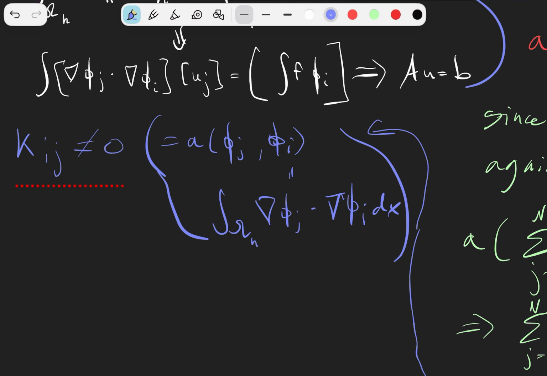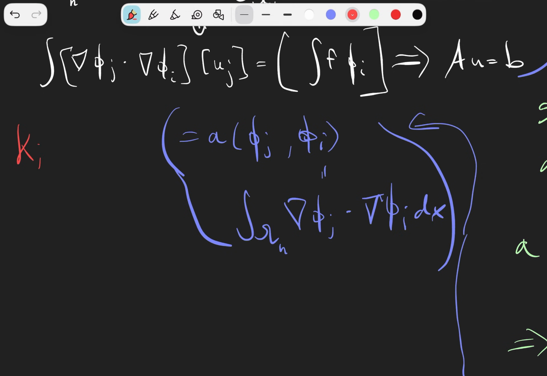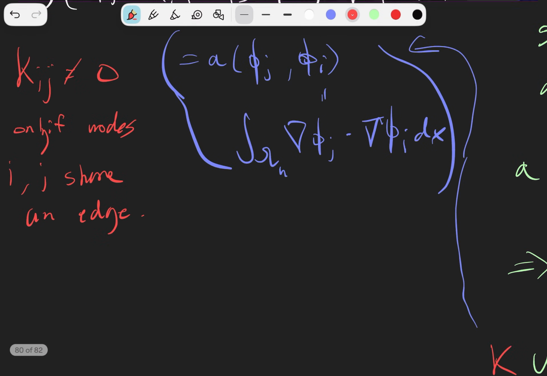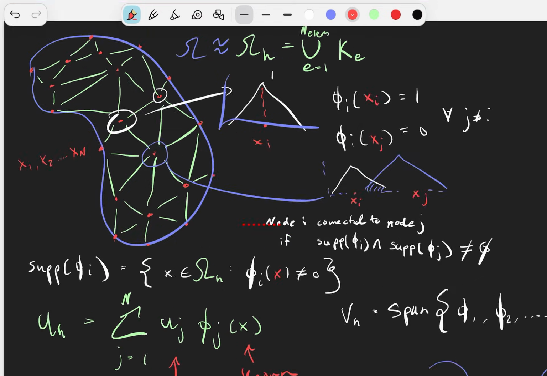Okay, but let's make this a different color. Now K, again, it's the stiffness matrix, and it's not equal to 0 only if nodes i and j share an edge. And that's exactly the definition of a sparse graph. Okay? Or it's very similar to how you would rigorously define sparsity in graph theory.